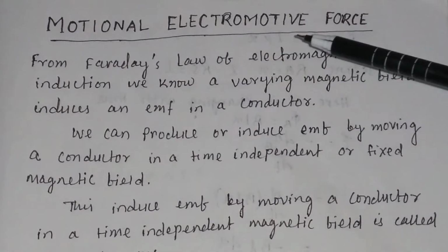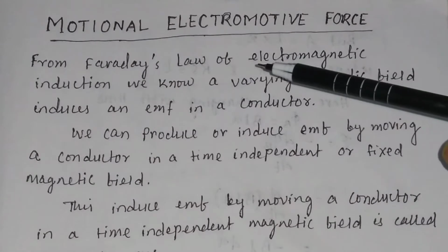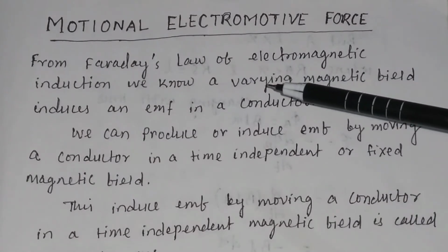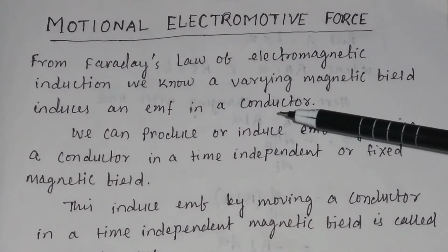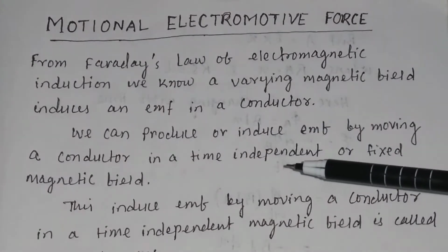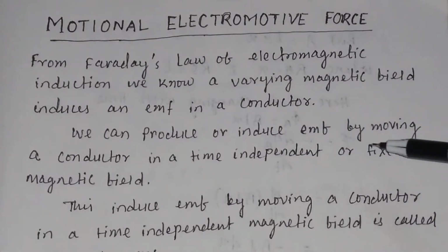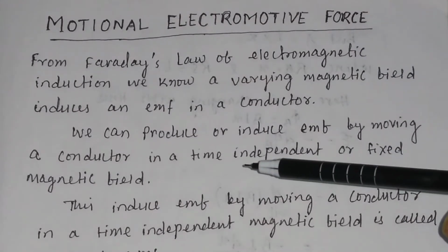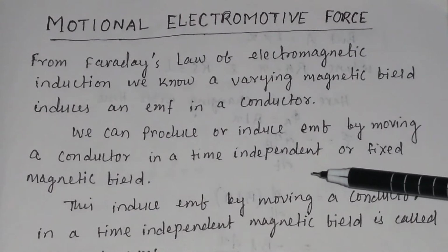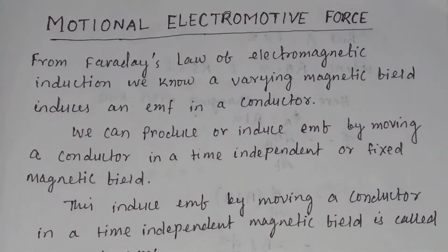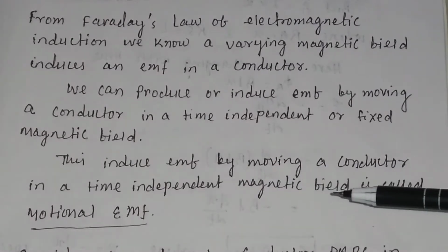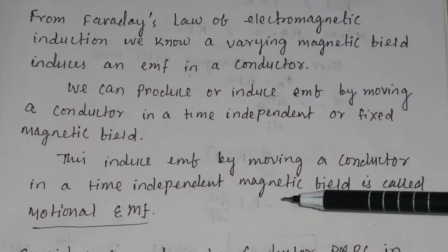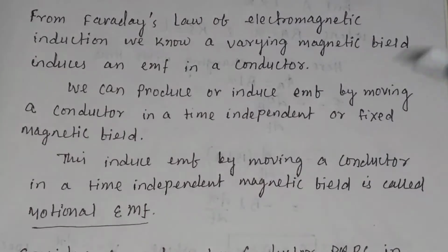Motional electromotive force. From Faraday's law of electromagnetic induction, we know a varying magnetic field induces an EMF in a conductor. We can produce or induce EMF by moving a conductor in a time independent or fixed magnetic field. This induced EMF by moving a conductor in a time independent magnetic field is called motional EMF.